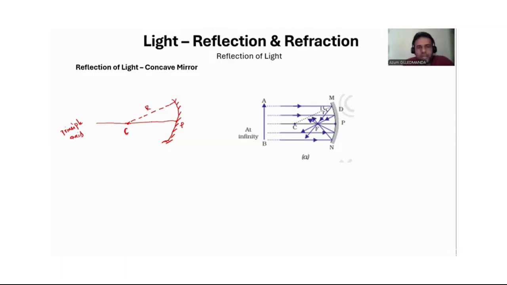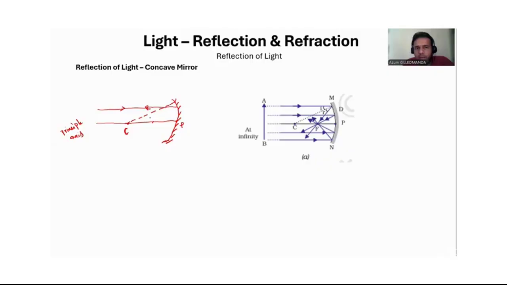Now there exists a midpoint, right? So what happens if a ray of light, parallel to the principal axis, comes straight and falls onto a concave mirror? It should reflect. So how will it reflect?